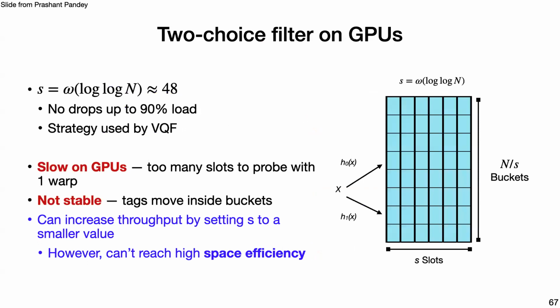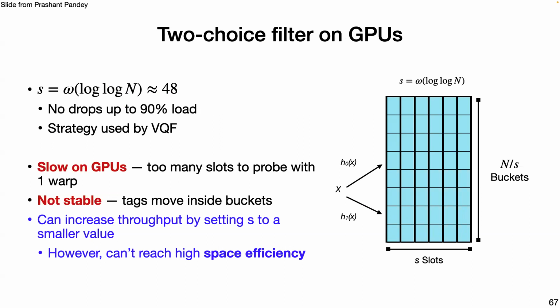So the first filter that they introduced in this paper is called the two-choice filter. And it is similar to the vector quotient filter that we just saw. But the vector quotient filter doesn't immediately work on the GPU for several reasons. Just to recap, in the vector quotient filter they increased the width from a regular cuckoo filter up to something like 48, maybe 64. And it can support bigger load factors, but one issue is that it's slow on GPUs because this number of slots is more than the threads in one warp.